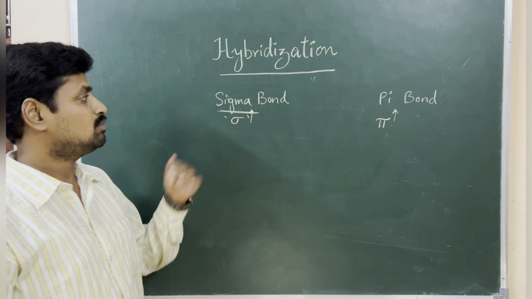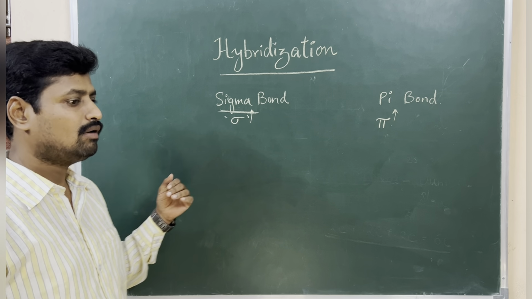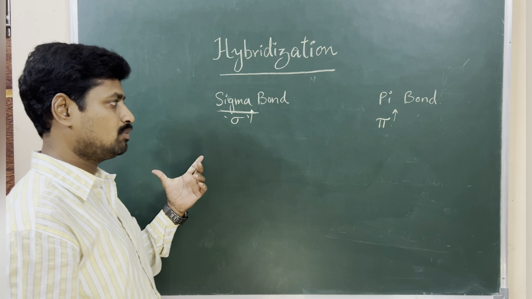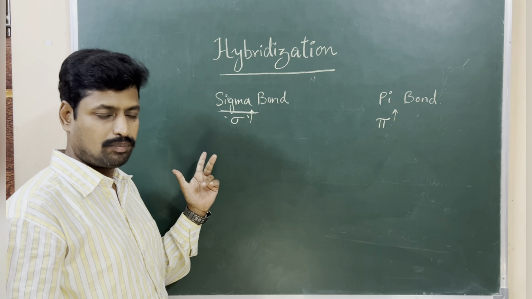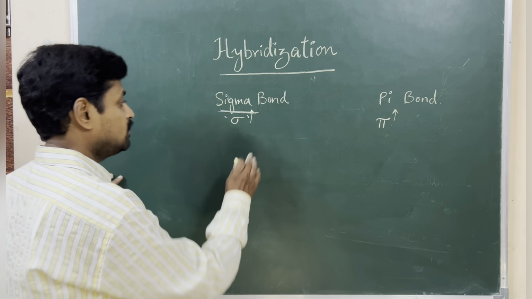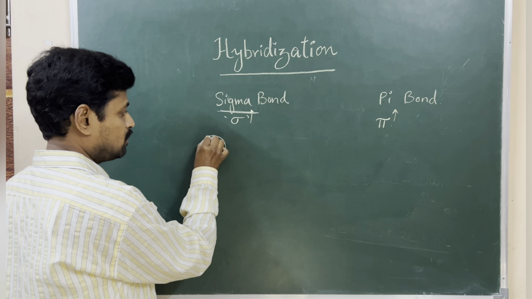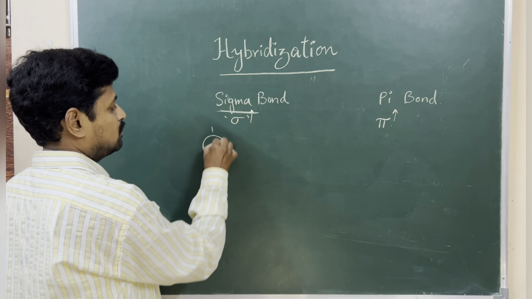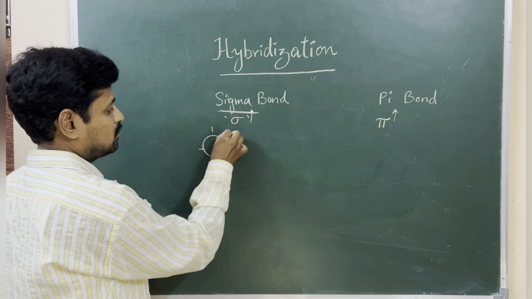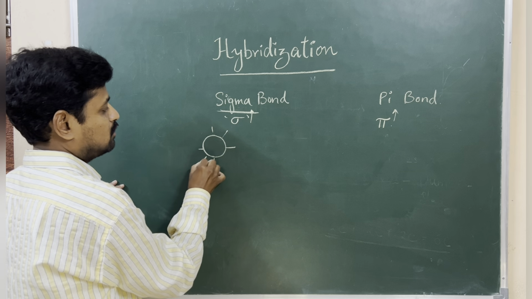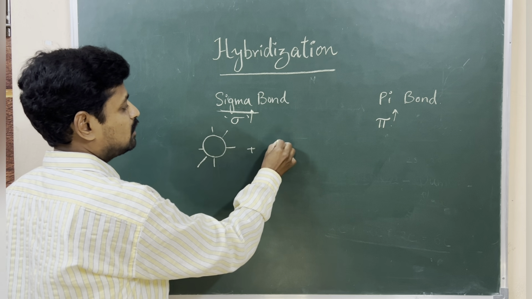How is a sigma bond formed? We have s orbitals and we have p orbitals. Now if you see the s orbital, one s orbital can combine with another s orbital.